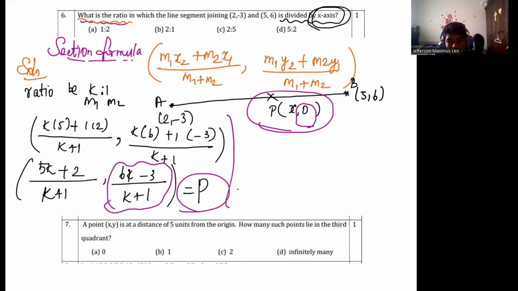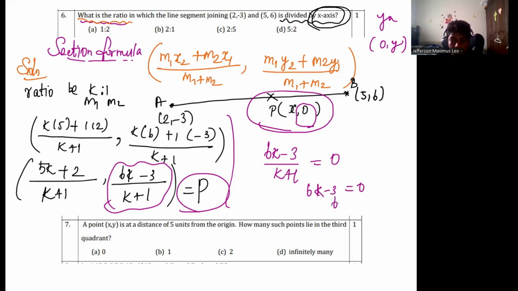Suppose instead of the x-axis it is the y-axis, meaning here (0, y). If they had given you the y-axis instead of the x-axis, the point of division is (0, y). First term equals 0. Now the second term, (6k minus 3) by (k plus 1), is equal to 0. From that, 6k minus 3 is equal to 0, 6k is equal to 3, or the k value is equal to 3 by 6, that is 1 by 2. So the k value is 1 by 2.